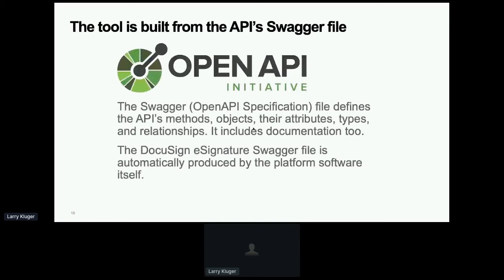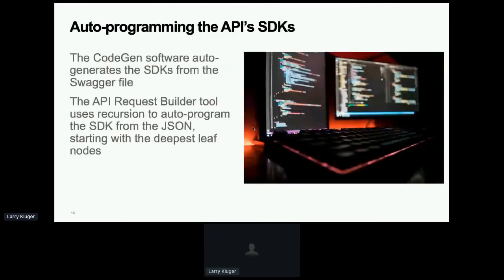The main issue, of course, is to have some level of algorithmic mechanical connection between the Swagger file and your API implementation. Otherwise, they will diverge and you will not be happy. Okay, in terms of auto-programming the API's SDKs, the way we do that at DocuSign is we use the open source CodeGen software. So that produces our SDKs from the Swagger file.